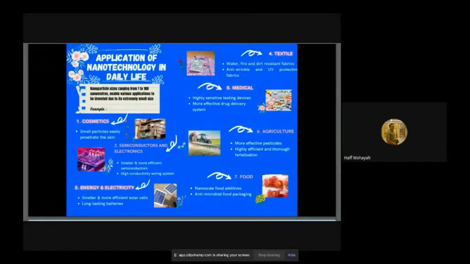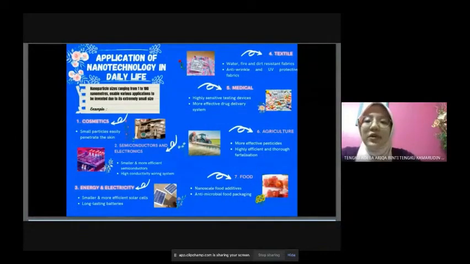Alright, teruskan. Next is semiconductor and electronics. The most recent research effort concentrated on carbon nanotubes and smaller and more efficient semiconductors. Nanoparticles also produce high conductivity wiring systems and exhibit exceptionally low electrical resistance.